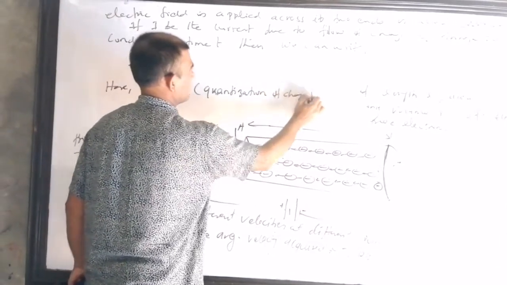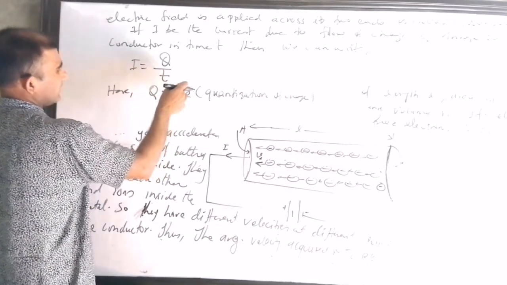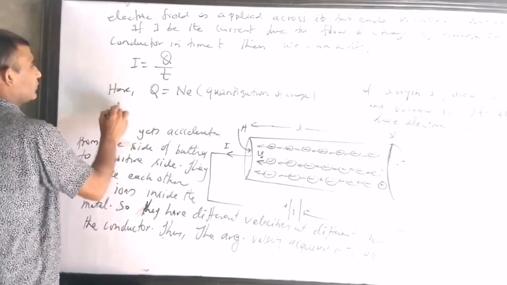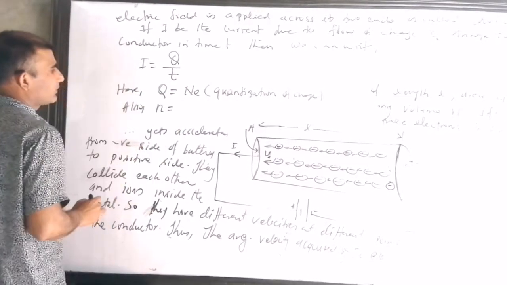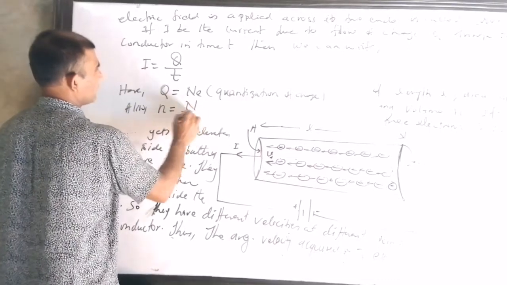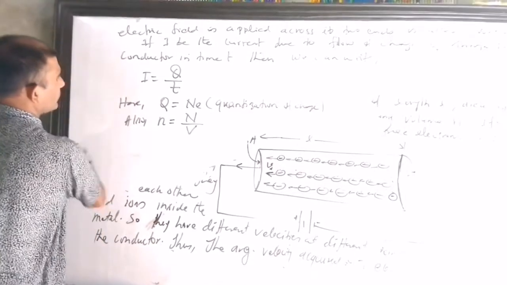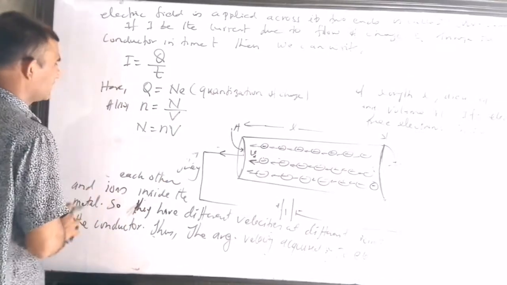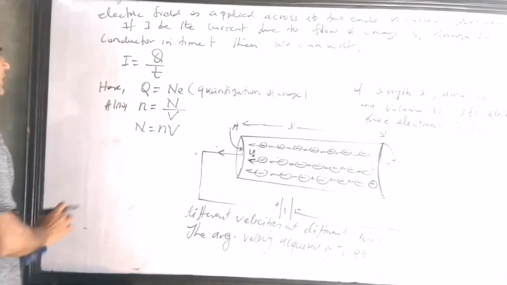Quantization of charge. Charge is a multiple of the electron charge, so n electrons flow through the conductor, and each electron has charge e. So I can write this. Also, the number of electrons per unit volume, small n, is given by capital N upon V, where V is the volume. Now I need this N, so I can cross multiply: N equals nV.